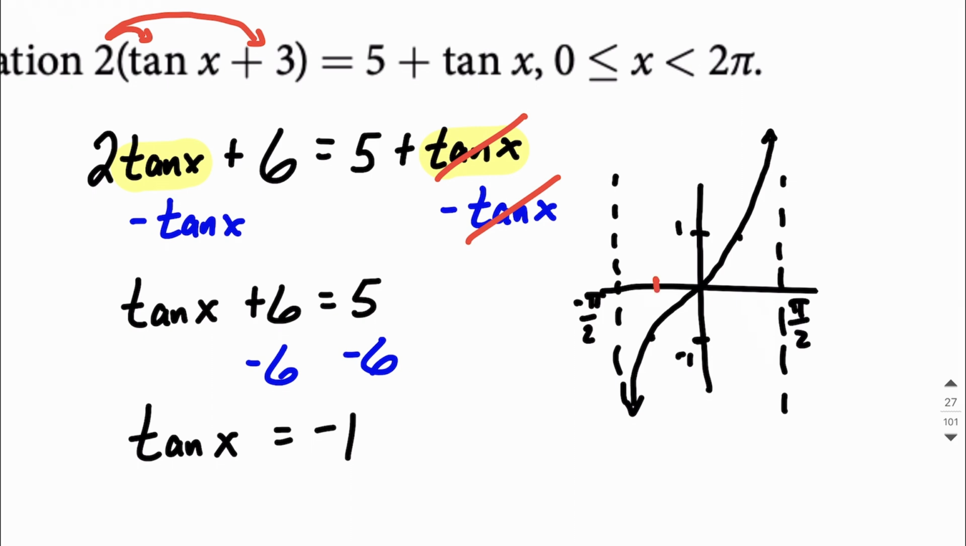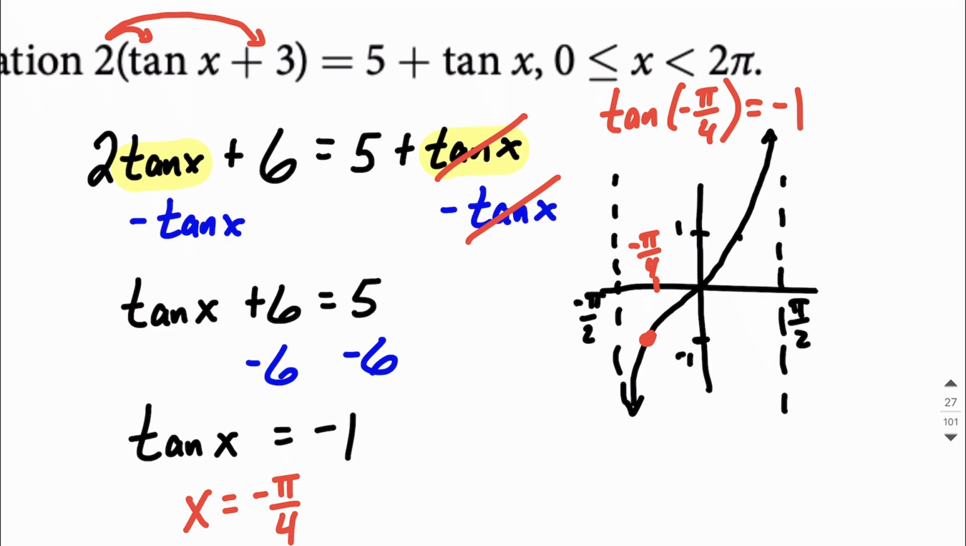Halfway in between there, -pi/4 is going to give us that -1. Or we can say tangent of -pi/4 works out to be -1. So that's indicating that x can be -pi/4 based on the graph. However, that doesn't really fly with this interval that we're looking for. We only want x values between 0 and 2 pi.